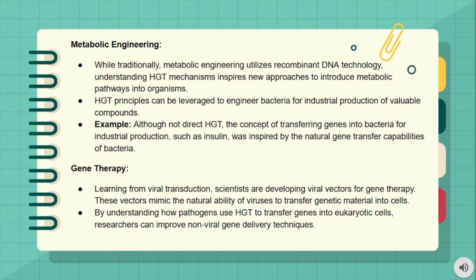Metabolic engineering. While traditionally metabolic engineering utilizes recombinant DNA technology, understanding HGT mechanisms inspires new approaches to introduce metabolic pathways into organisms. HGT principles can be leveraged to engineer bacteria for industrial production of valuable compounds. Example: although not direct HGT, the concept of transferring genes into bacteria for industrial production, such as insulin, was inspired by the natural gene transfer capabilities of bacteria.